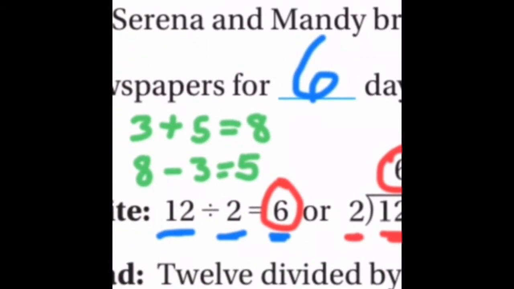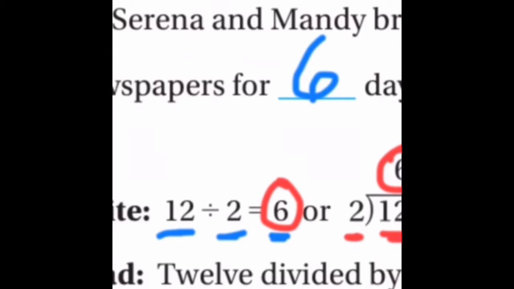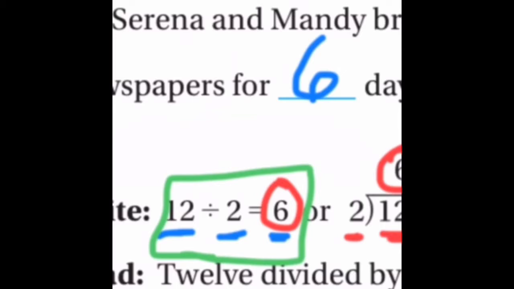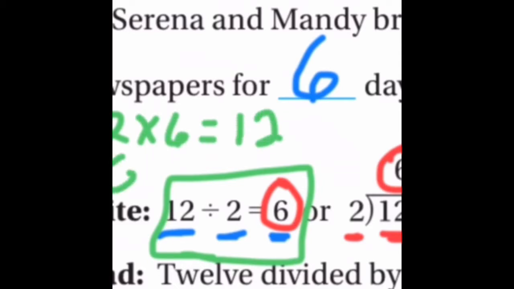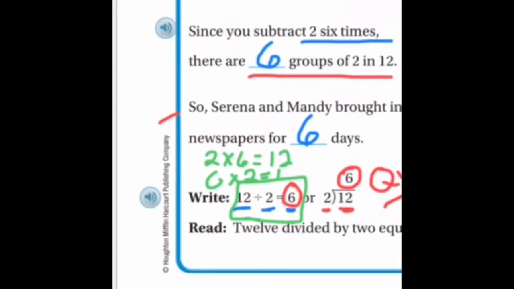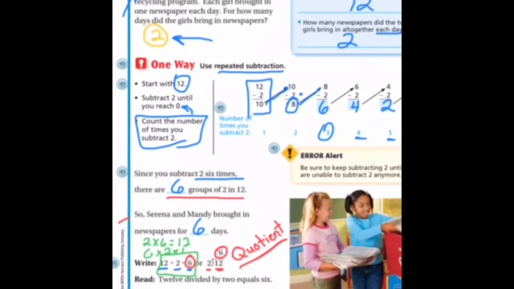Let me erase those addition and subtraction problems. If I have 12 divided by 2 equals 6, like right here, there is a related multiplication fact with those 3 numbers. So I use the same 3 numbers, but it has to be multiplication, and the fact needs to be correct. So I could write 2 times 6 equals 12, or 6 times 2 equals 12. Either one works. Alright, that does it for that page.